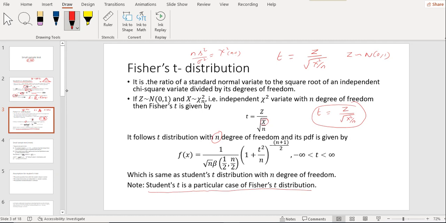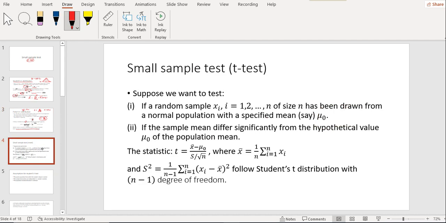Now come to the part of how we are going to solve problems based on the t test or the small sample test. The main supposition about the small sample test is that the parent population, that means the population from which the sample has been drawn, must follow a normal distribution. This is the first condition for testing of hypothesis. Whenever we perform a parametric test, the first condition is that the sample should always be drawn from a normal population. So we are assuming that the sample has been drawn from a normal population with mean mu naught.